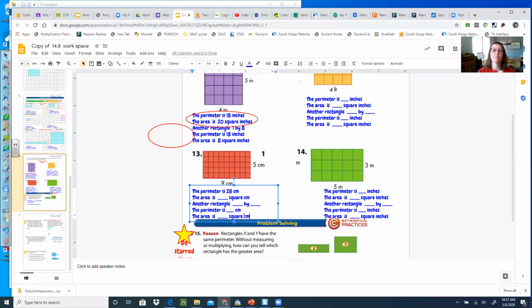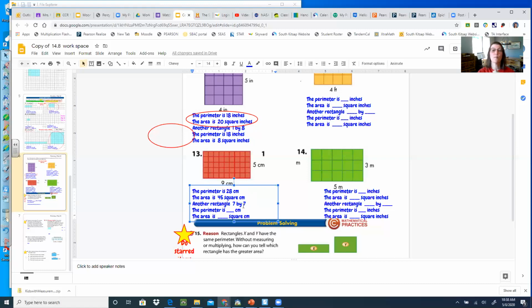Okay, the area, remember for area, length times width. So I'm doing 9 times 5. Count by 5s really quick or do the hand trick for 9s. And hopefully you came up with 45. Okay, now I need a different rectangle that 2 of its sides add to 14. Ooh, how about 7 and 7? That would work. 7 by 7.